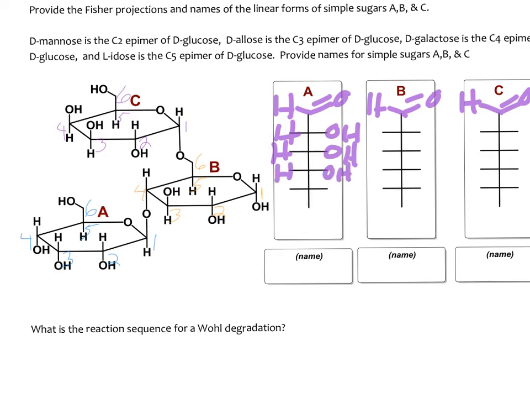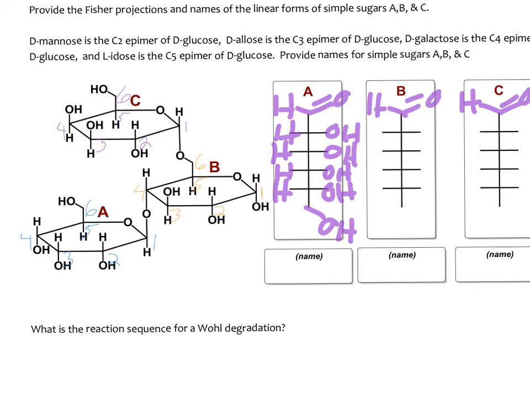All right, carbon 5. When you have the CH2OH group up in a Haworth, that means this is a D sugar. So OH is going to be on the right in that last stereocenter. And C6, of course, has an OH group on it.